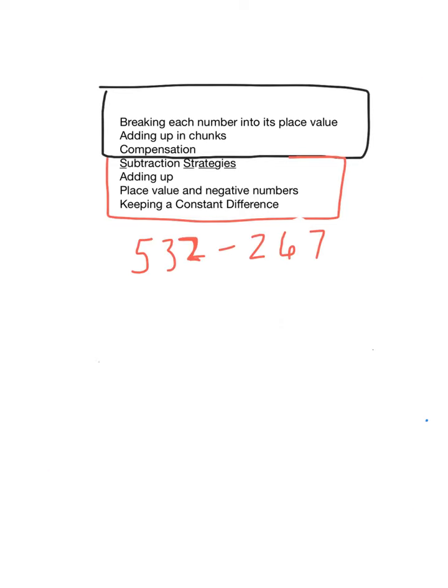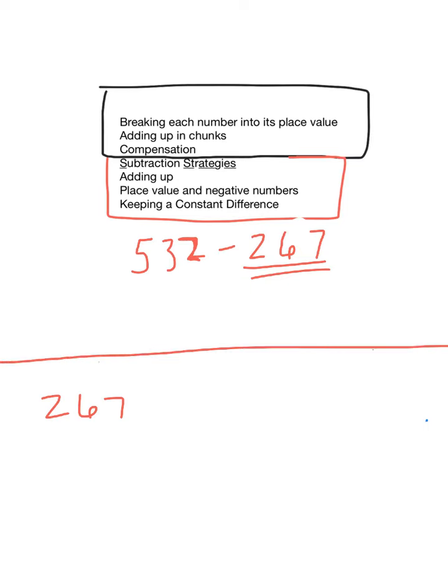So let's consider with subtraction strategy, let's consider adding up. With adding up, you're actually going to start with the number you're taking away, the subtrahend. So in other words, if I started at 267, I was on a number line, right? I said, okay, I'm going to go up to 532. Well, 267, if I added 33 to that, that would give me 300.